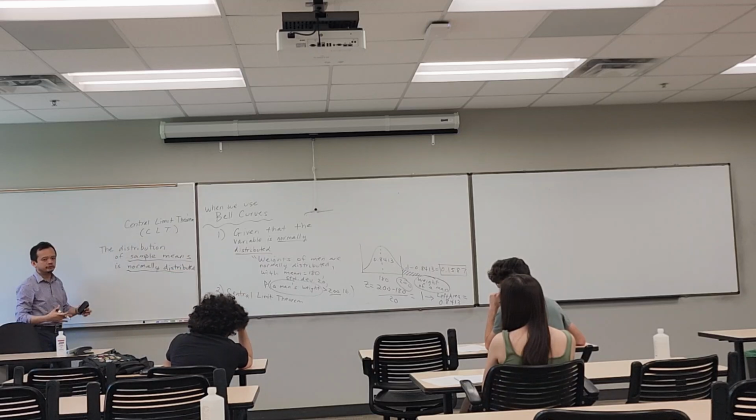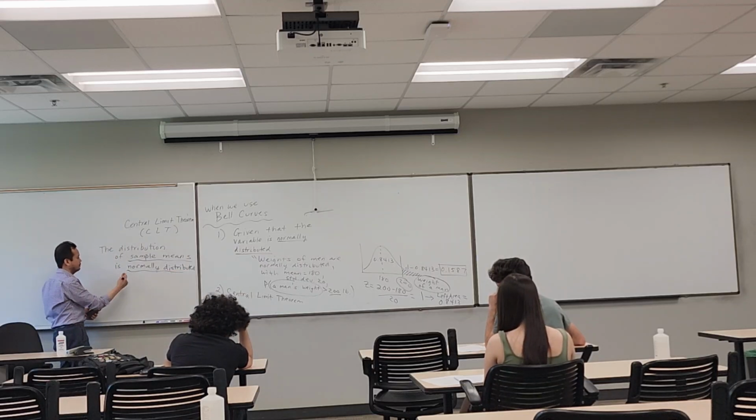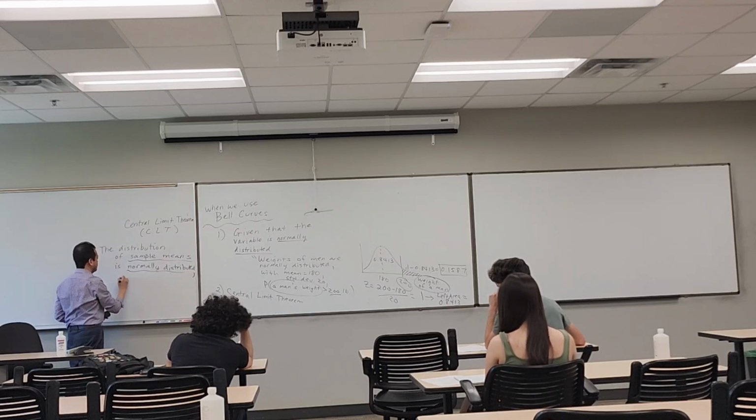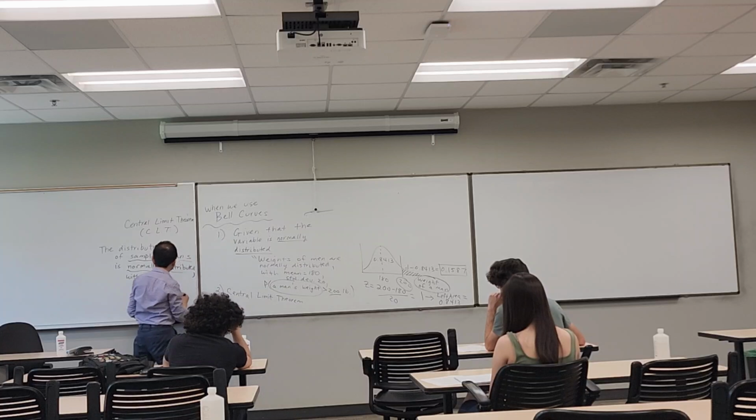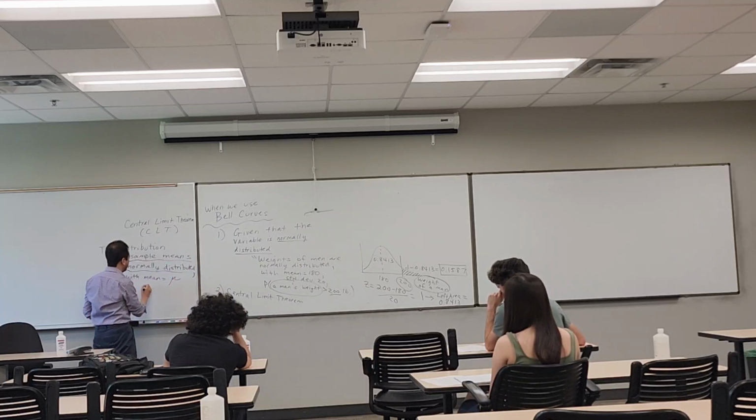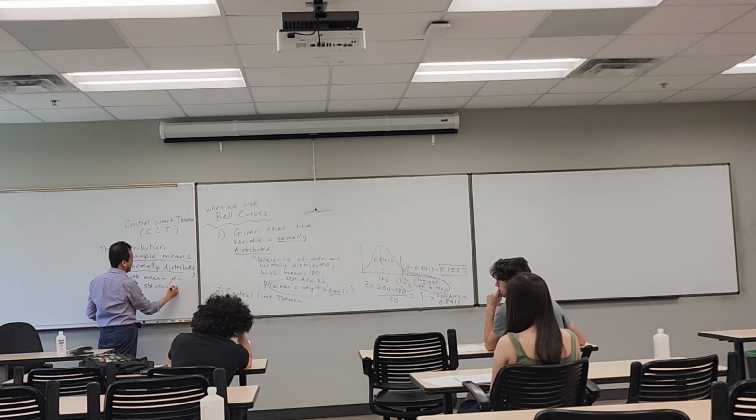And not only do we know that that resulting distribution of sample means is a bell curve, we know what the mean and standard deviation are. So with a mean that is equal to the original population mean of individual values, but the standard deviation will be different. The standard deviation will be the original standard deviation divided by the square root of the sample size.